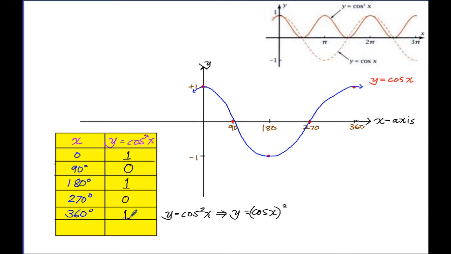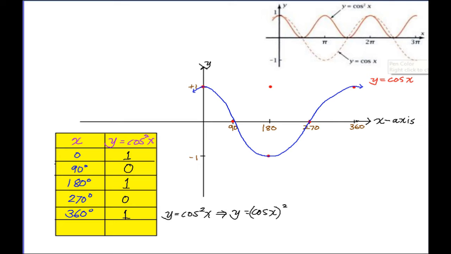Notice that we have a positive for every negative counterpart on the cosine of x. For y equals cosine of x, the negative value is obtained when x is equal to 180 degrees. But in this particular instance, for y equals cosine squared of x, it will be positive 1 again. So take note that for every negative value of cosine x, we have a positive value for cosine squared of x.